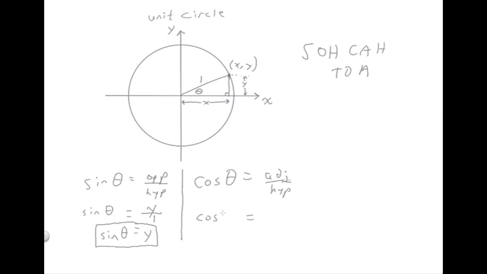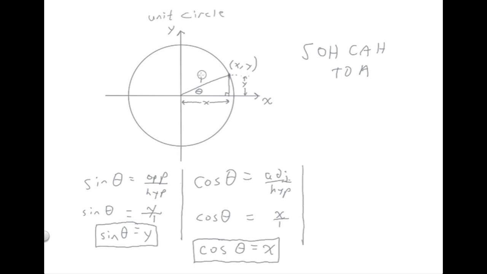So we have that the cosine of theta, now the adjacent side to theta is x. X is adjacent to theta. And again, the key to the proof is that the hypotenuse is 1. So we can see that, just like the unit circle approach says, the cosine of theta really does equal x, which is what we were trying to prove.